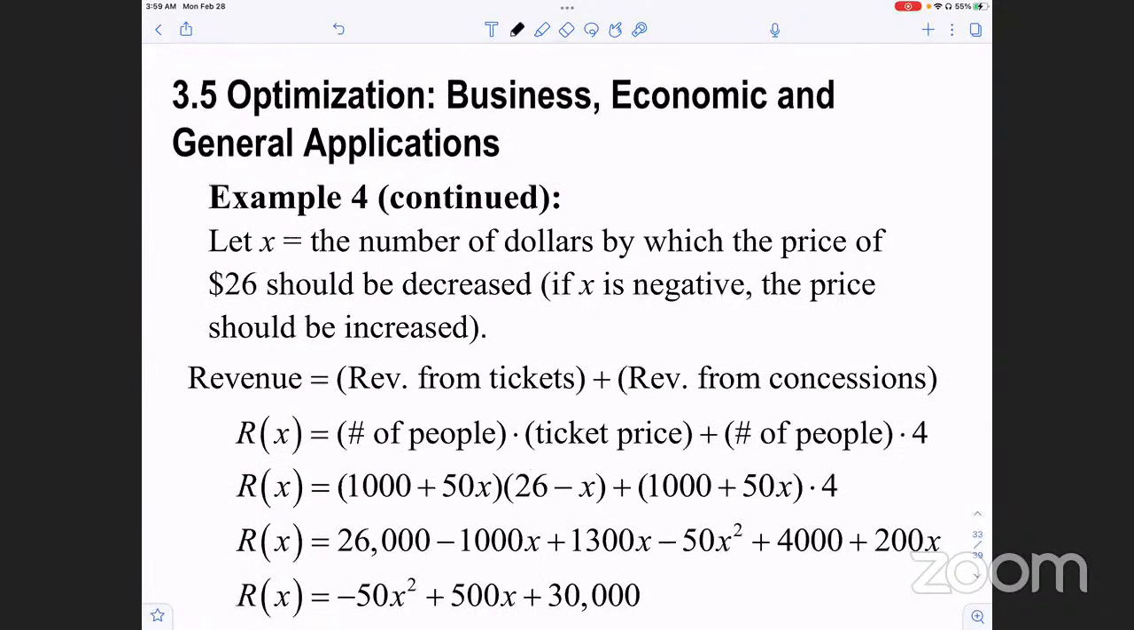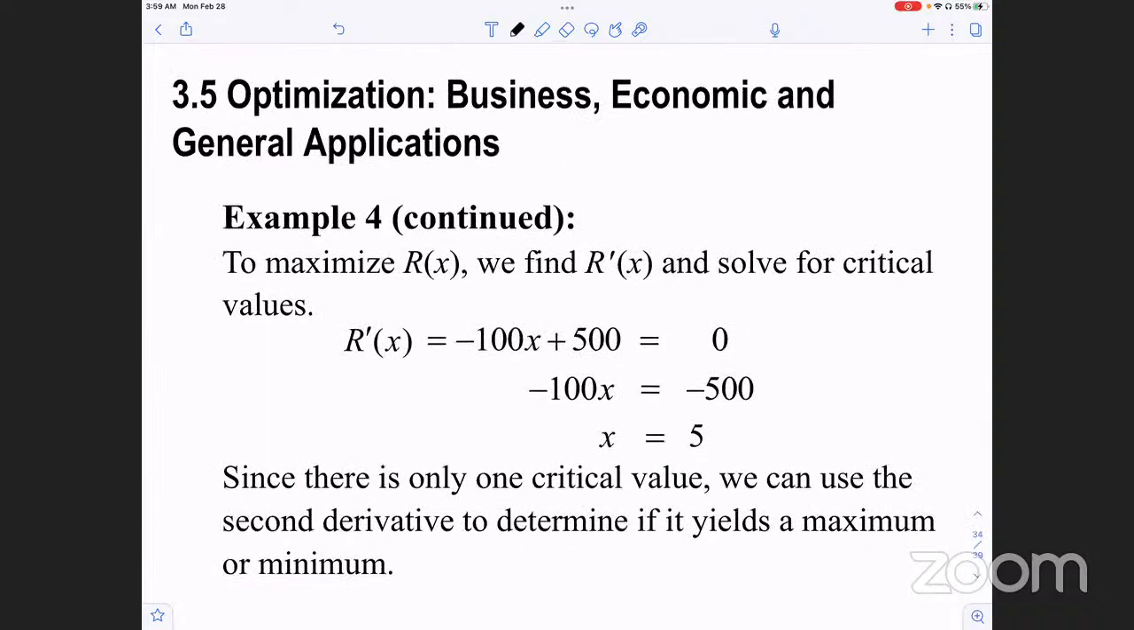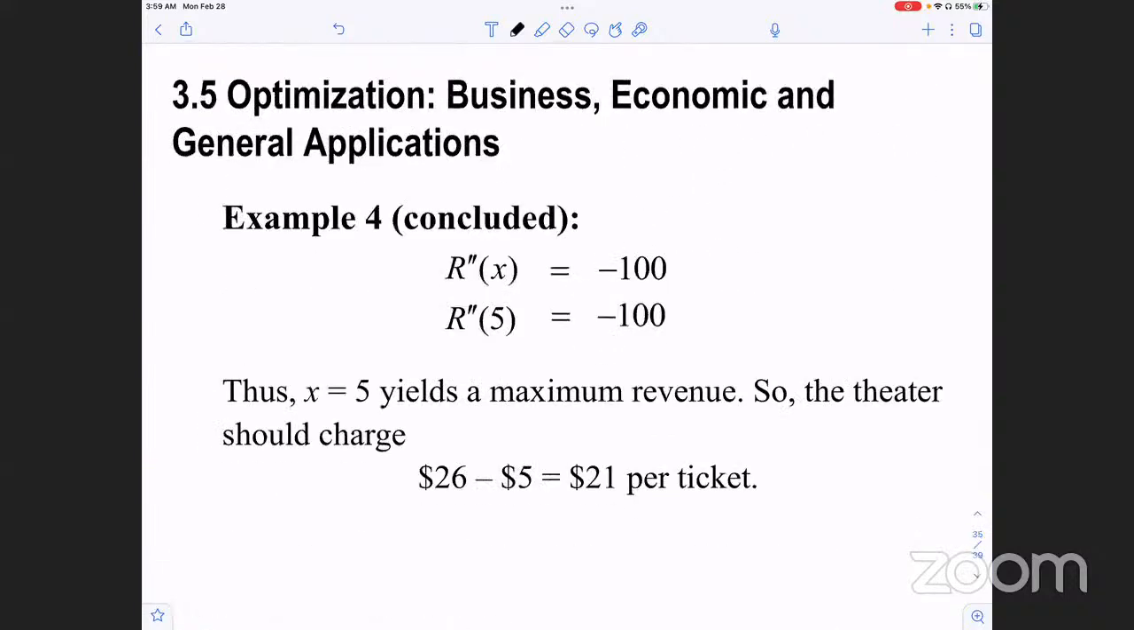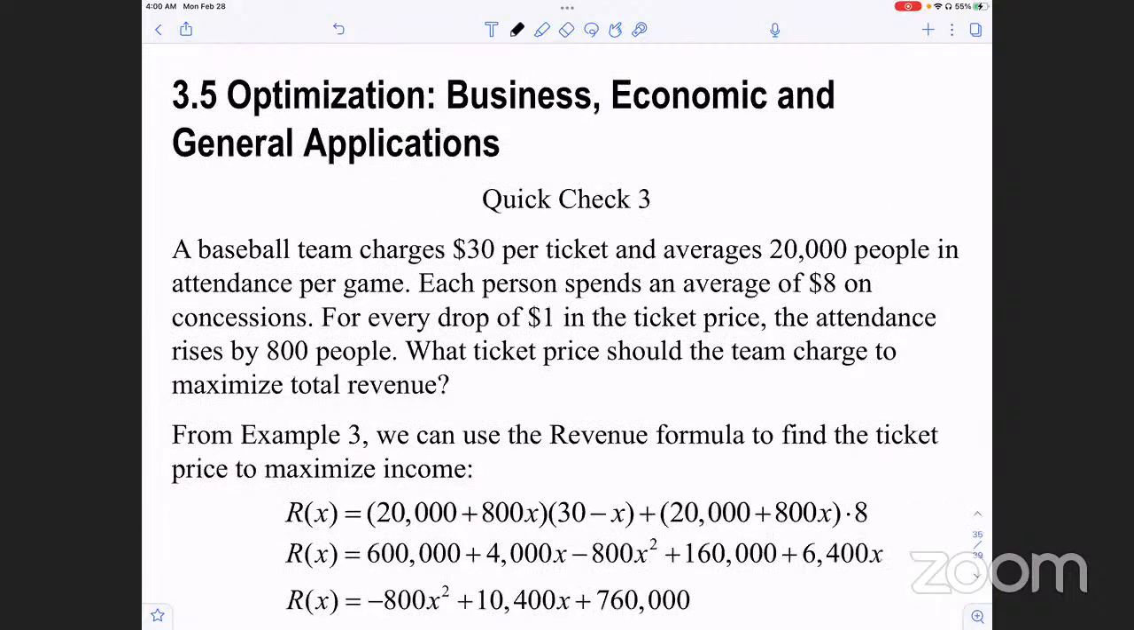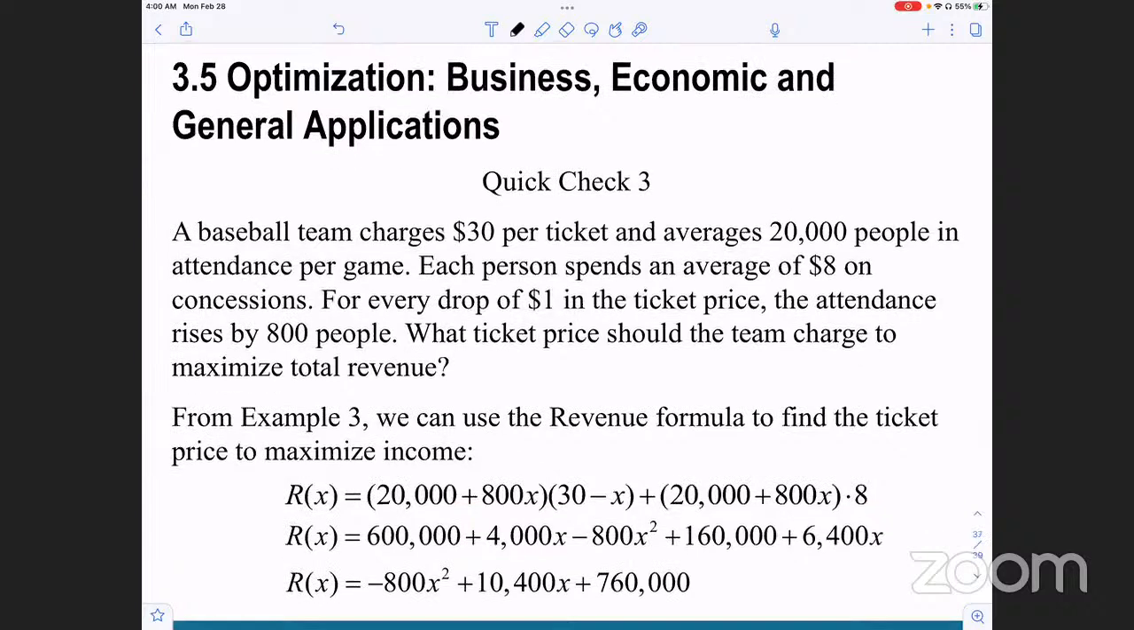Maximize the revenue. So we have this revenue function. I think that's it. So then to maximize it, you look at R prime, right? You take the derivative. You get x equals 5. So since there's only one critical value, we can use the second derivative. The second derivative should be negative in this case, so it's going to maximize it. That confirms that it's a max value. That's x equals 5. So this theater should charge 26 minus $5, which is $21 per ticket. Again, I just used that because I'm totally spent. I usually leave these as an exercise for you.